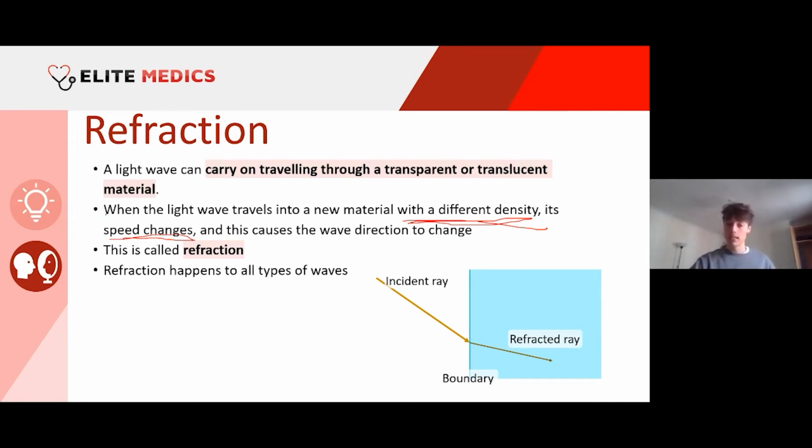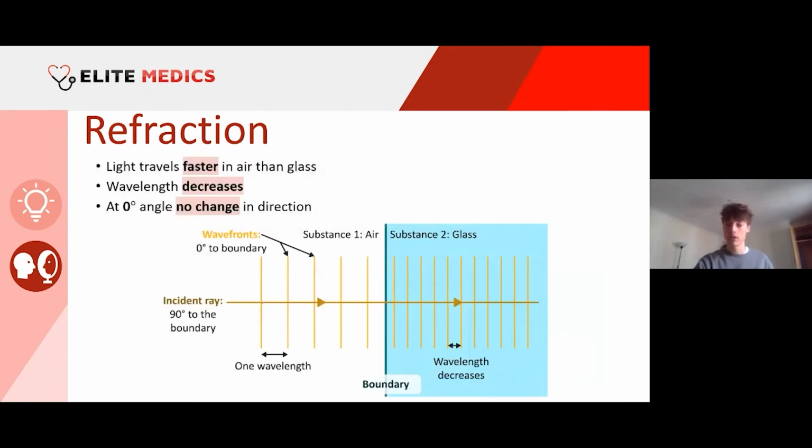So basically, light comes in. It has a certain initial speed in the incident ray. It reaches the boundary to a new medium. This new medium has a new density, so the speed changes, so the direction of light changes, and we have a refracted ray. This is called refraction. And refraction happens to all types of waves. So basically what happens? Light travels faster in air than in glass.